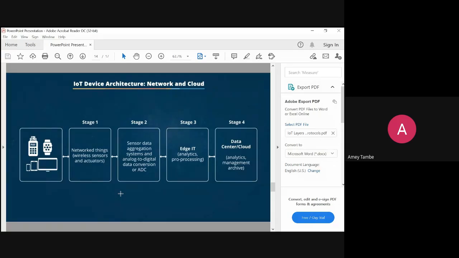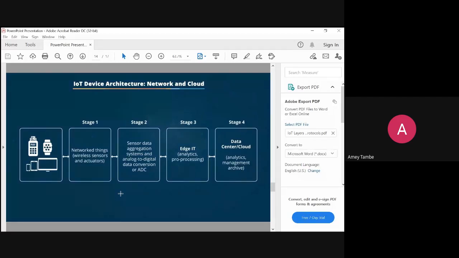Now I'll be taking this very quickly. I won't be getting very deep into it. Once we consider the network and the cloud, and if you want to have a device architecture done on the cloud or with a network, then we can follow these four simple steps.